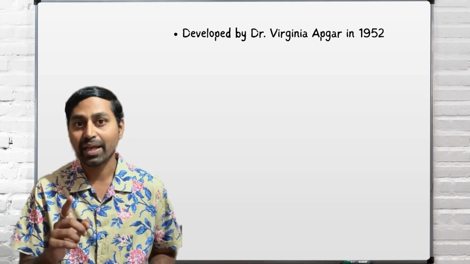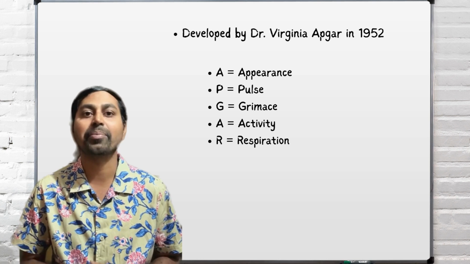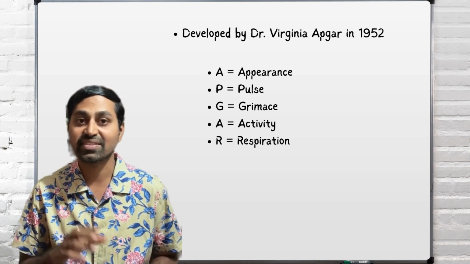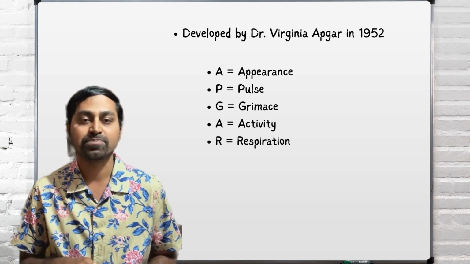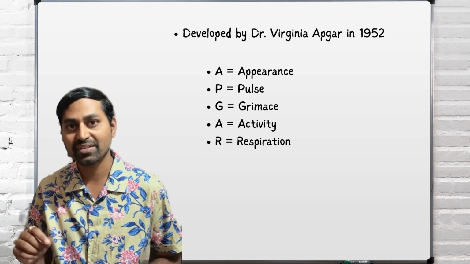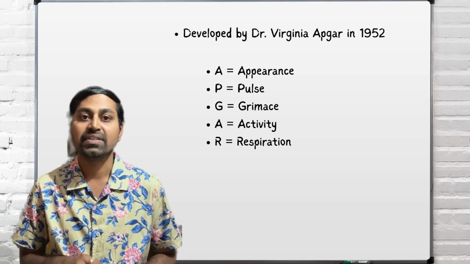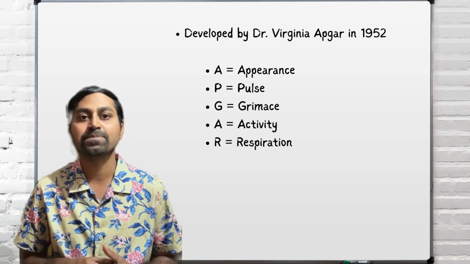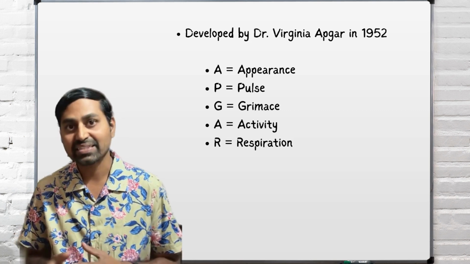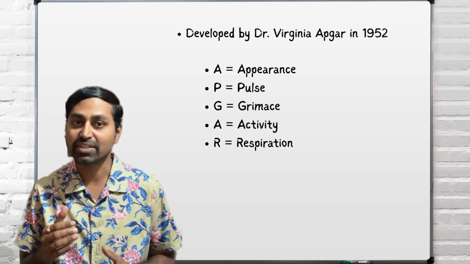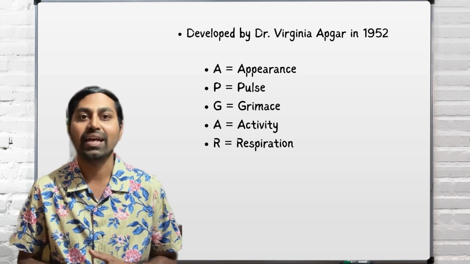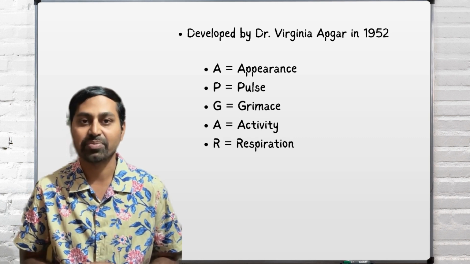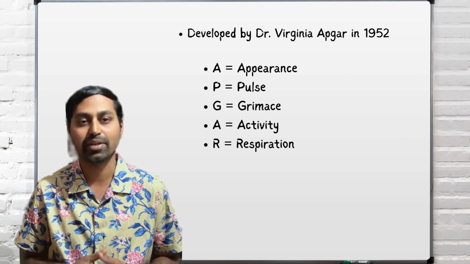A stands for appearance, where we check the skin color of the newborn baby. P stands for pulse rate, that is heart rate. G stands for grimace, where we check reflex irritability. Another A stands for activity, where we check muscle tone. Lastly, R stands for respiration, that is the breathing effort of the newborn baby.